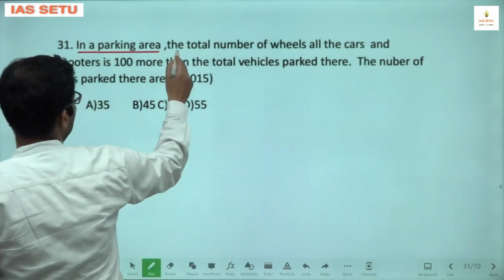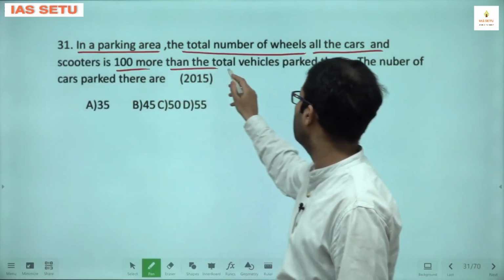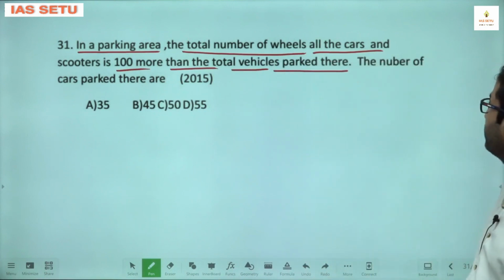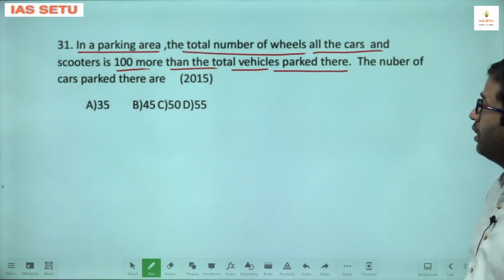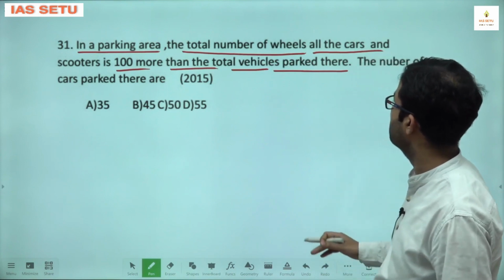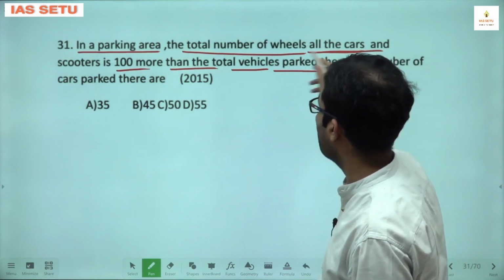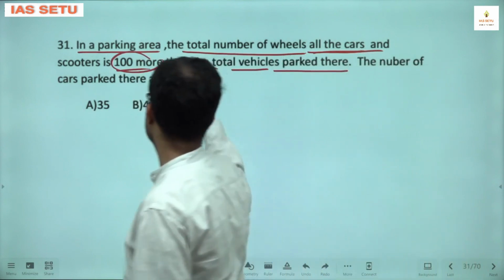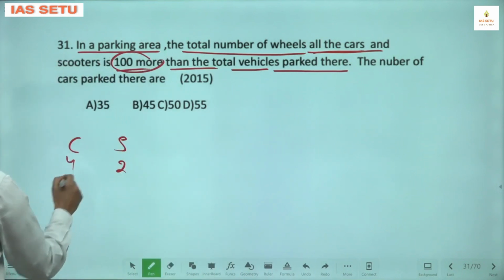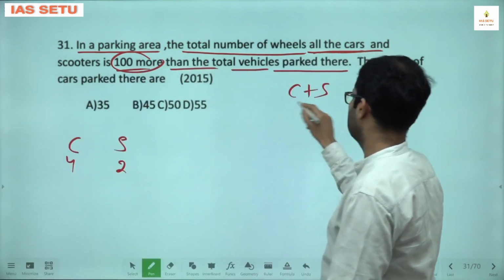In a parking area, the total number of wheels, all the car and the scooter is 100 more than the total vehicle parked there. The number of cars parked there is asked. Now here, total number of wheels of all the car and scooter is 100 more than. So car and scooter: scooter has 2 wheels, car has 4 wheels. Total vehicles are car plus scooter.